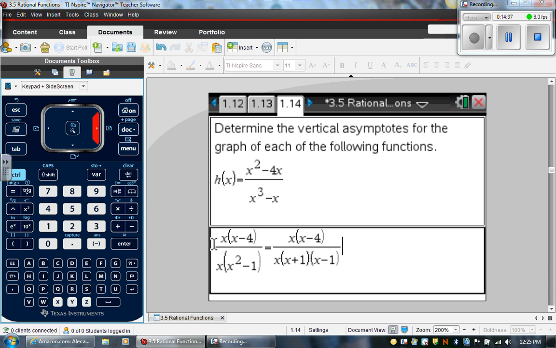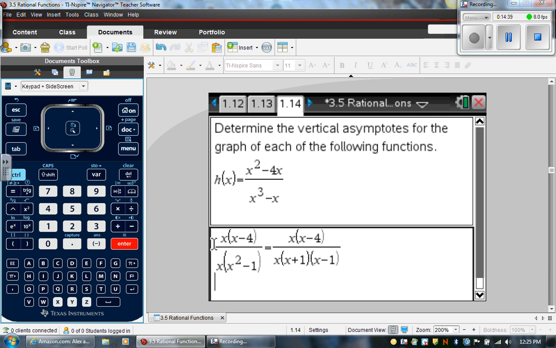Okay, so now we want to know what factors make my function undefined. So again, for that, we're just looking at the denominator. And we know that at x equals 0, it's going to make it undefined, right? Because 0 times anything is 0. At x equals -1, we're going to have a function that's undefined, right here, right? And at x equals positive 1.